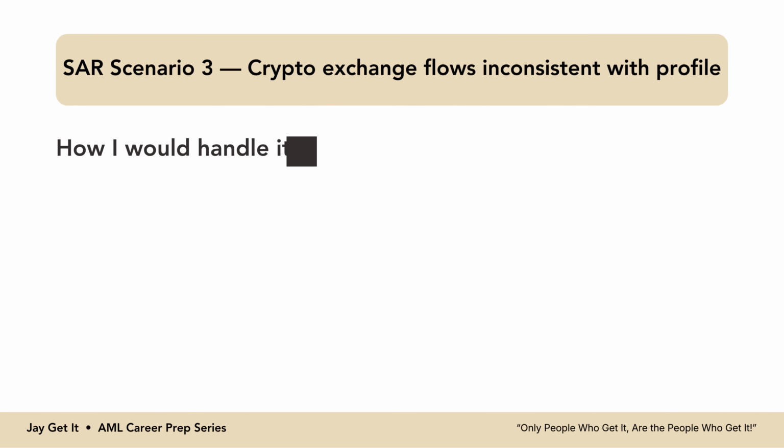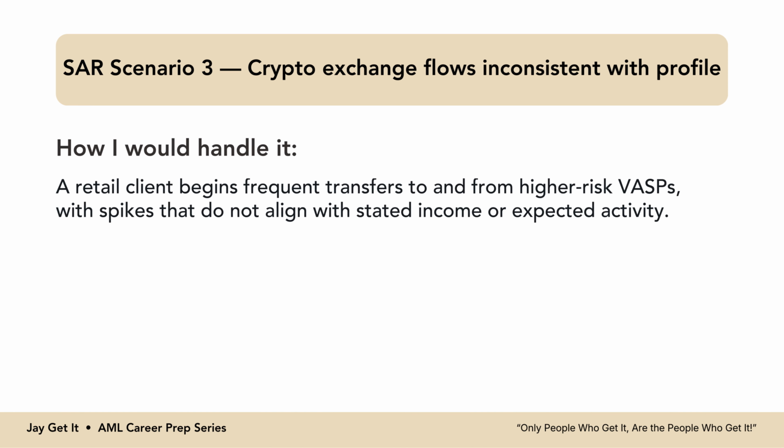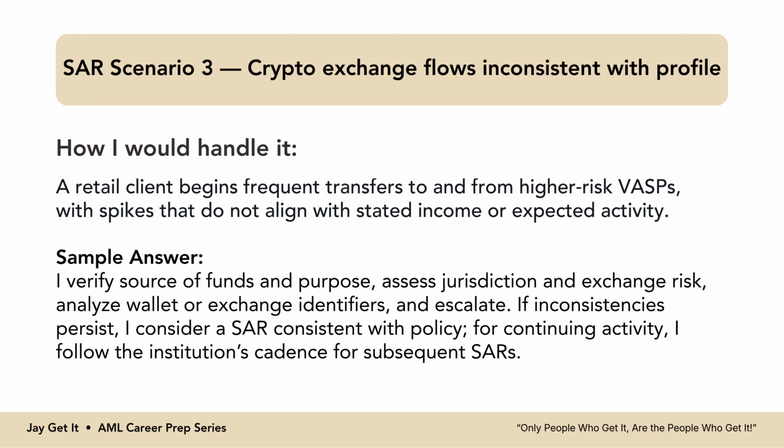SAR Scenario 3, crypto exchange flows inconsistent with profile. A retail customer begins frequent transfers to and from higher-risk VASPs, with spikes in amounts and timing inconsistent with stated income. Sample answer. I verify source of funds, clarify purpose, assess jurisdiction and exchange risk, and examine wallet or exchange identifiers. If explanations don't reconcile with the KYC profile, I escalate and consider SAR filing consistent with policy and FinCEN guidance. For continuing activity, I follow internal cadence aligned to FinCEN's FAQs.